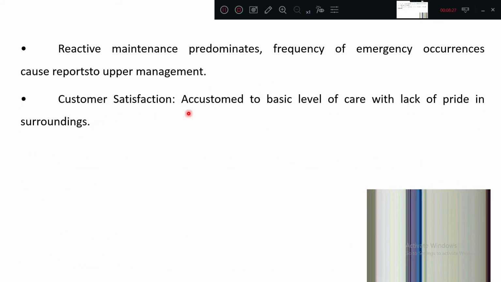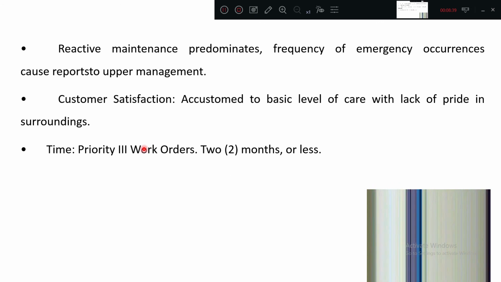Customer satisfaction: accustomed to the basic level. Only the basic level of care is satisfied, with a lack of pride in surroundings. Just okay, like that the maintenance is done. Regarding response time, for priority 3 work orders the maximum time is generally 2 months or less.